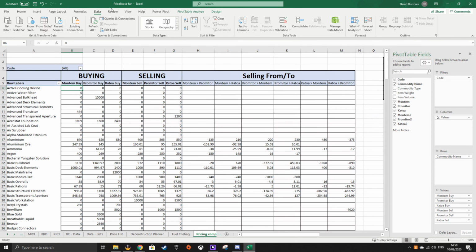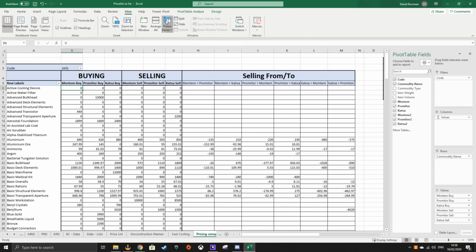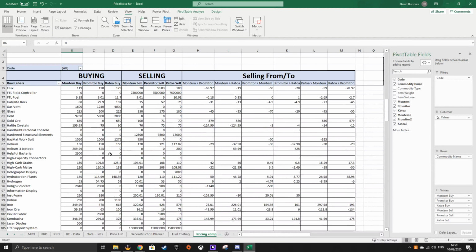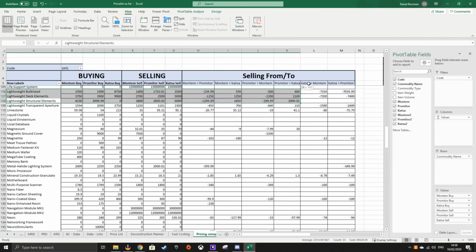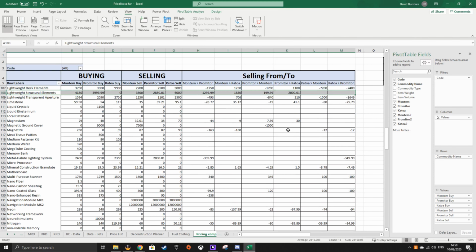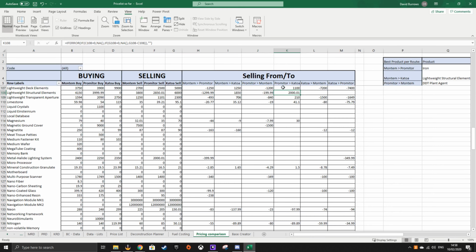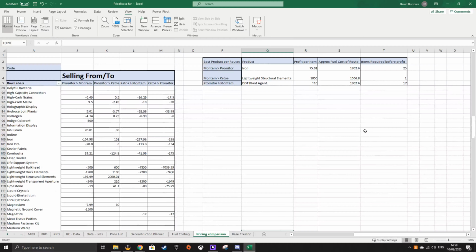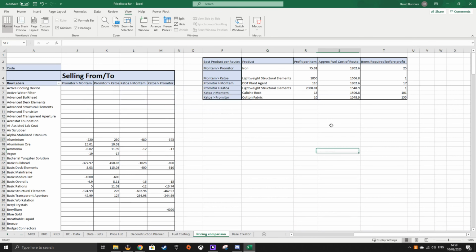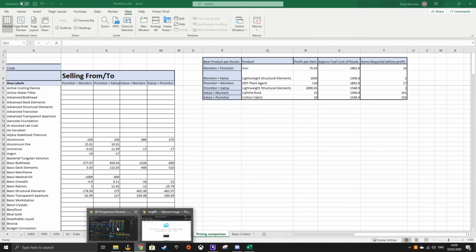Since it's such a long list, we'll just very quickly pop a freeze pane on that so that we can get those in. Lovely. Okay, so LSE was showing up as a huge potential profit by going from Montum to Katoa and Prometer to Katoa. Obviously, the one problem with that would be that if you were to do that route, you would need to check the stocks, and you would be taking the risk of buying it and somebody else selling at that stock beforehand.